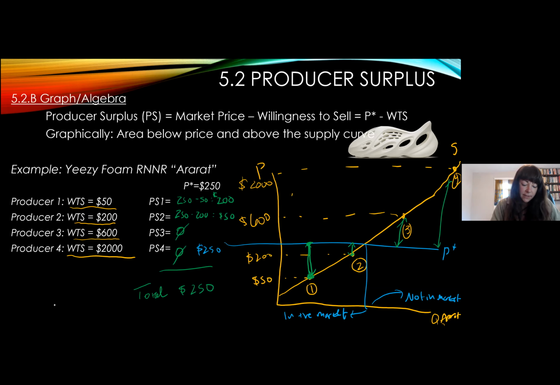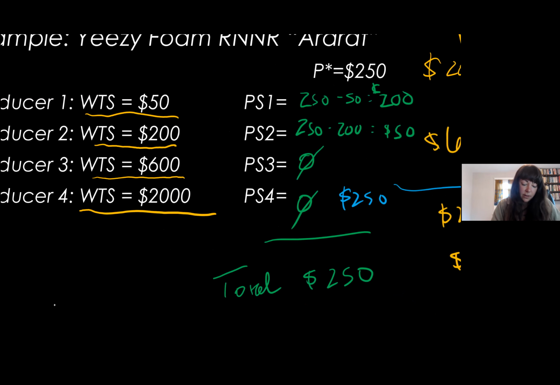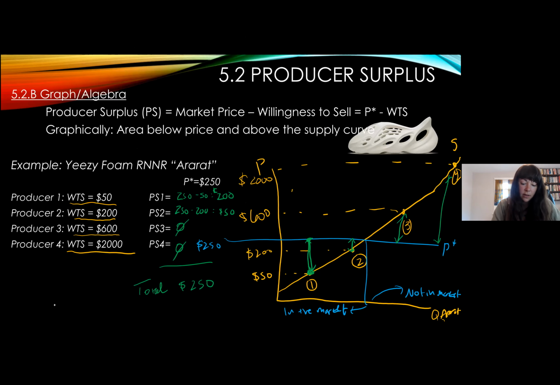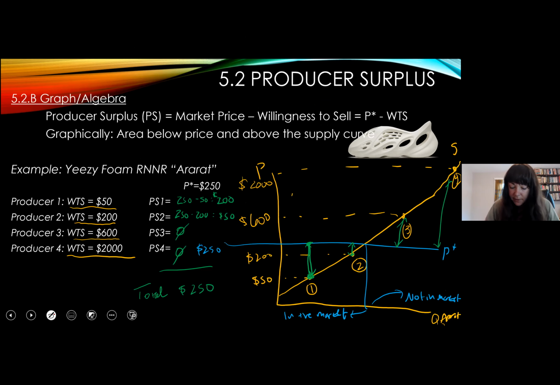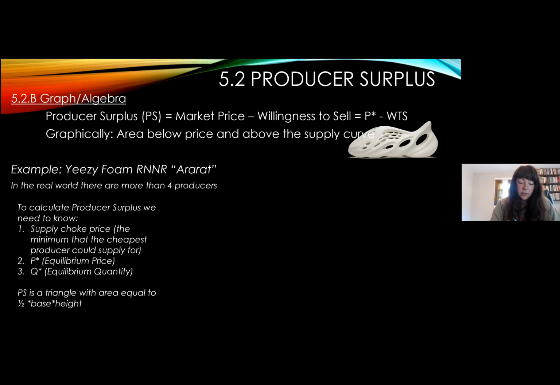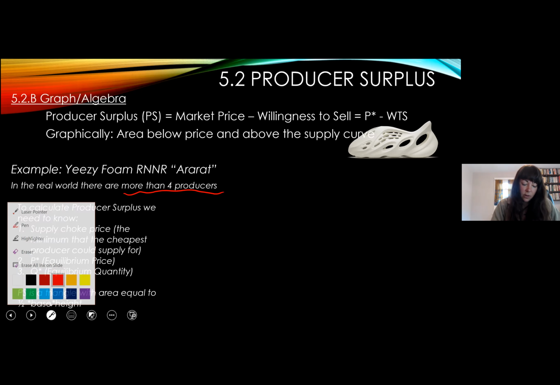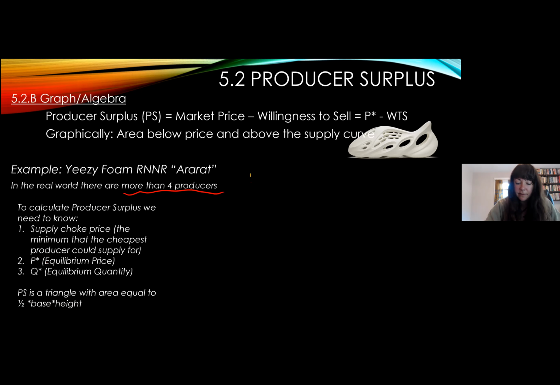So we're going to do what we did with demand, and we're going to think of a more realistic model where instead of there being 4 people, there are infinitely many. So we need to think about the seller that's willing to sell them for 20 and 30 and 40 and then 50 and 55, 60. All of these sellers put together are the total producer surplus in the market. So we'll be thinking about that triangle. So with more than 4 producers, we need to know the supply choke price.